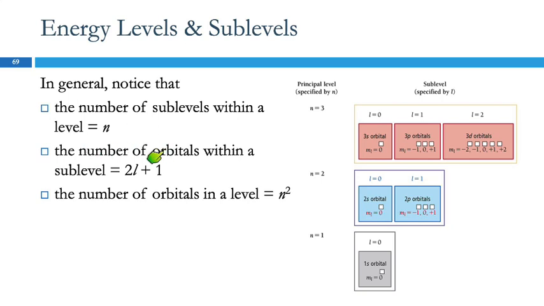The number of orbitals within a sublevel equals 2L plus 1. I don't think that's really worth talking about. I think this is good to know: the number of sublevels is equal to the level number. So level 3, 3 sublevels. Level 2, 2 sublevels.